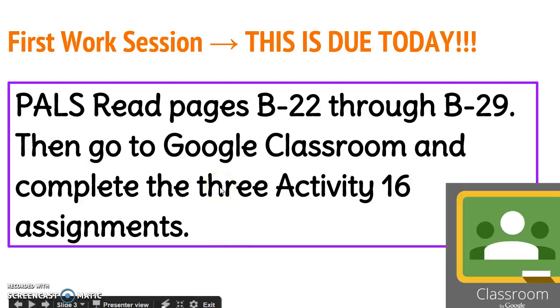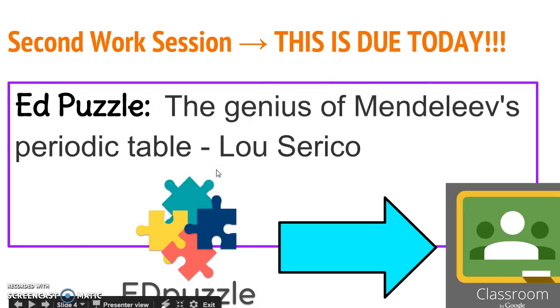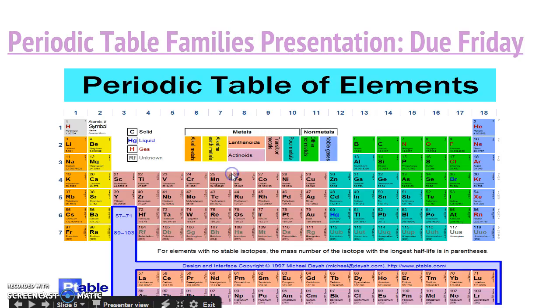So don't freak out if you don't get anywhere near done, because it's a lot of work to do. All right, last time I'm reviewing again. Our first work session after our starter is to read pages B22 through B29 from yesterday. Go to Google Classroom and make sure you complete the three activity 16 assignments. Second work session is the Ed puzzle, the Genius of Mendeleev's periodic table by Lucerico. That is labeled as classwork for the day, and it's due today. And then once you get done with all those things, if you still have time, and you have finished up your exit ticket, which I'm going to review over in just a second, you need to move on to the periodic table families presentation. That's due Friday.